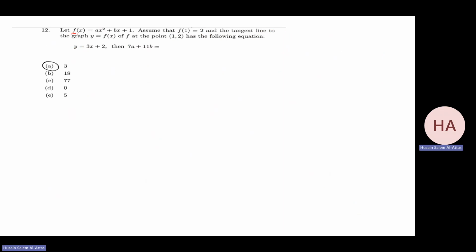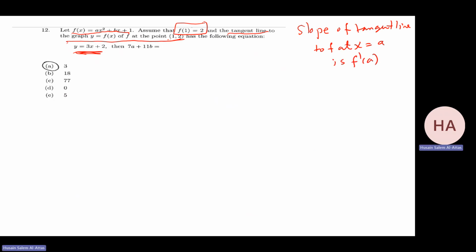Let f(x) equal a function, where you put constants a and b. Assume that f of 1 equals 2, this is the first information. Look at the second one. The tangent line to the graph at this point, this is the tangent line. What is the relation between the tangent line and a function? I know that the slope of the tangent line to f at x equal a is f prime at a.